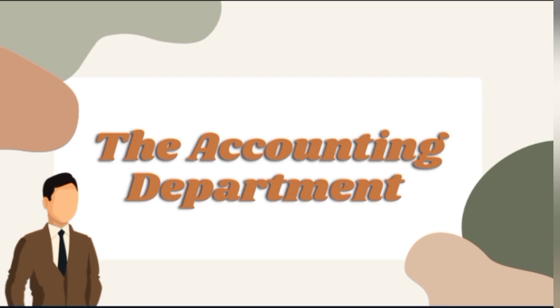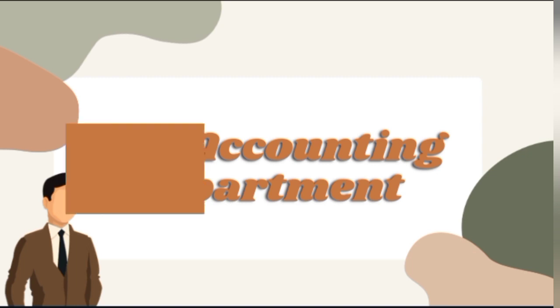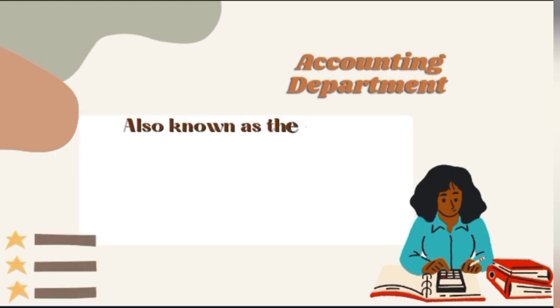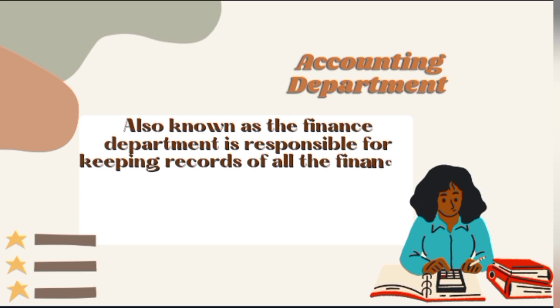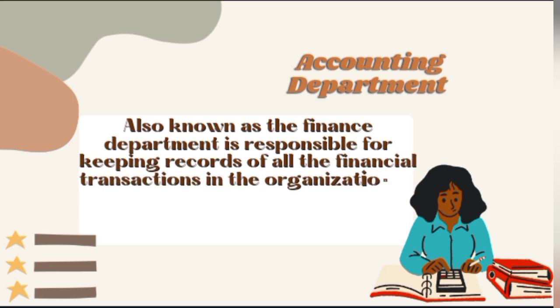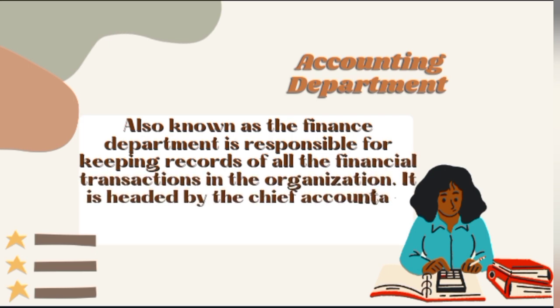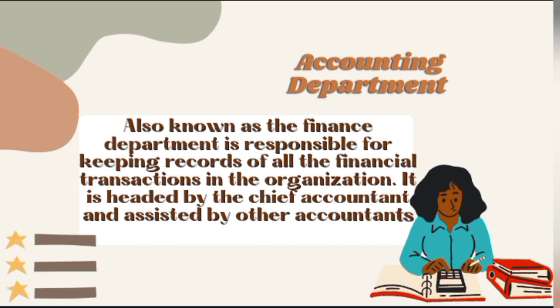Now we are going to look at the accounting department. The accounting department is also known as the finance department. This department is in charge of maintaining records of financial transactions of the organization, especially as it relates to money received and paid out of the business. The accounting department takes record of money coming in and going out of the organization.